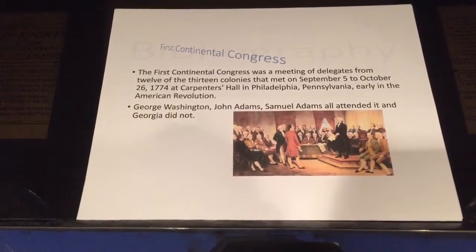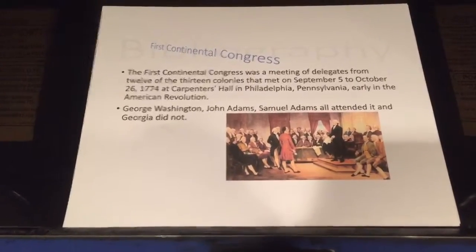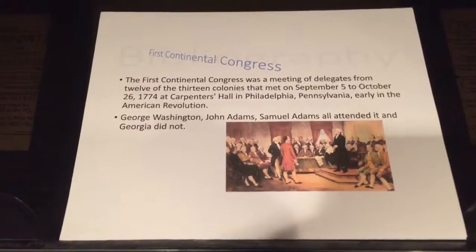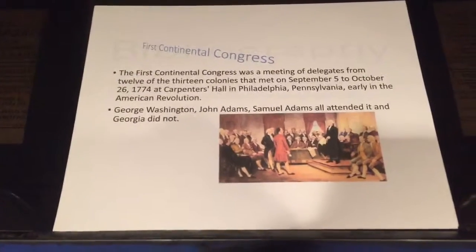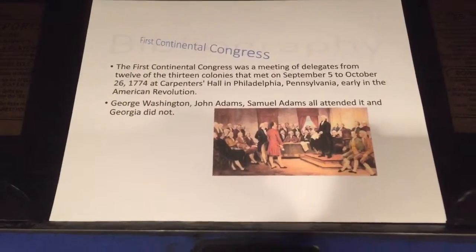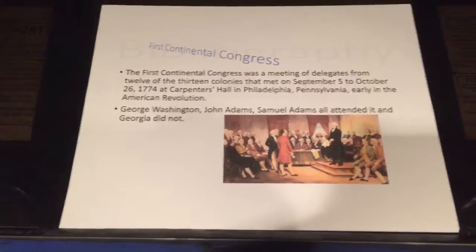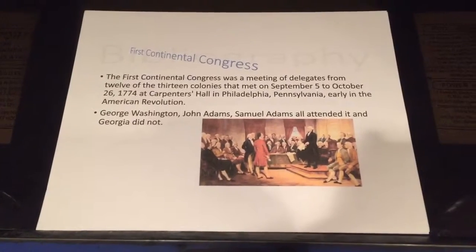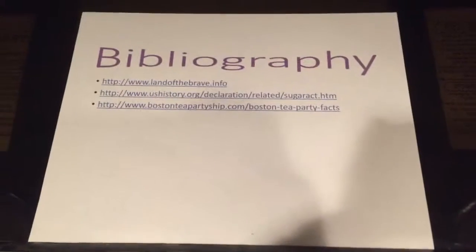First Continental Congress. The First Continental Congress was a meeting of delegates from 12 of the 13 colonies that met from September 5th to October 26, 1774, at Carpenter's Hall in Philadelphia, Pennsylvania, early in the American Revolution. George Washington, John Adams, and Samuel Adams all attended it, while the colony of Georgia did not.